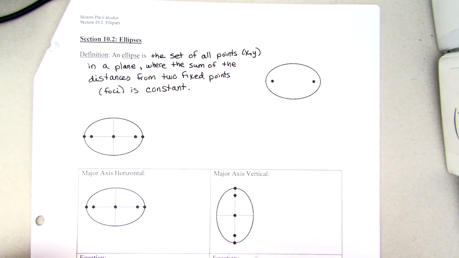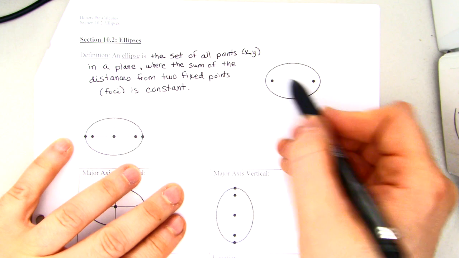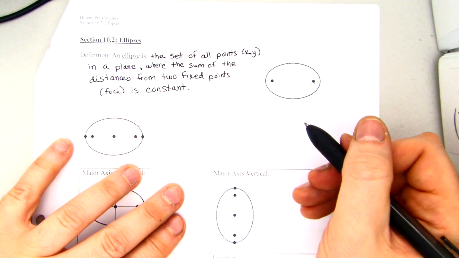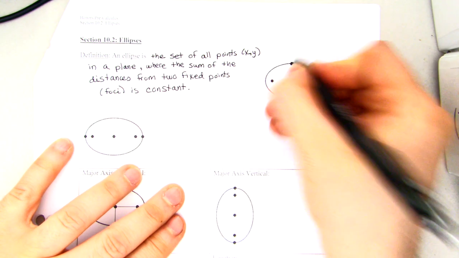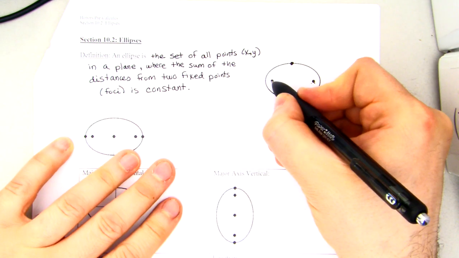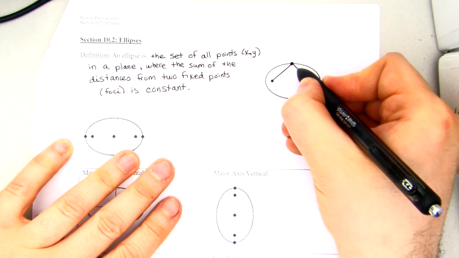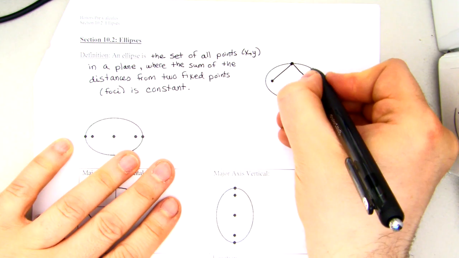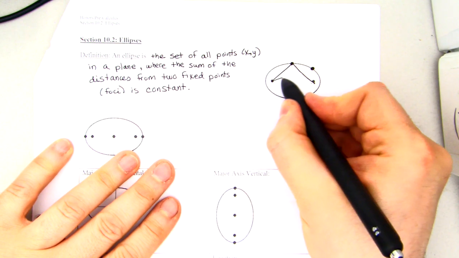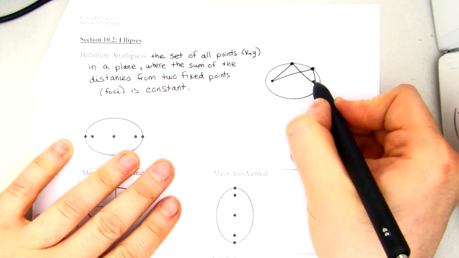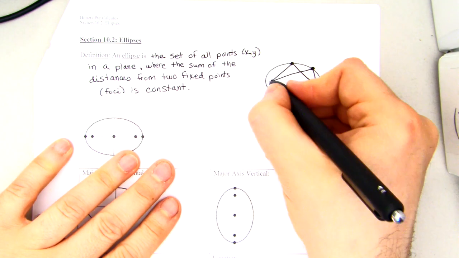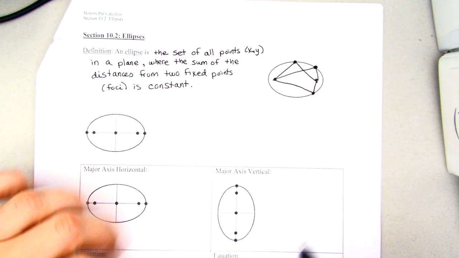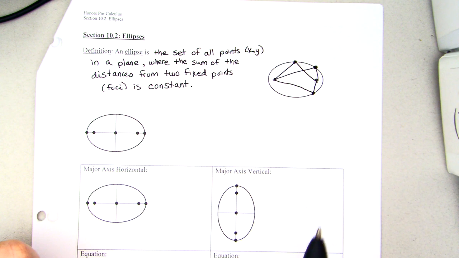Here's how the actual definition works. I've got 2 points over there, which are my two focuses, my foci. I've got a point over there on the ellipse. My definition is saying this distance plus this distance is the same as this distance plus this distance, which is the same as this distance plus this distance, and so on, to create all the points around that ellipse.